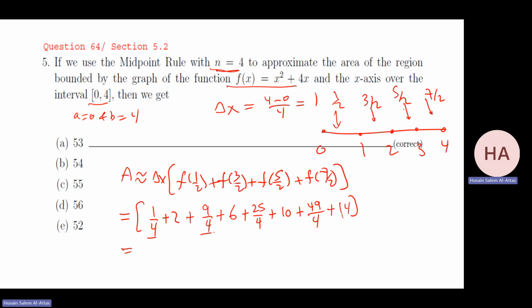Add these. 10 plus 25 will be 35, plus 49 gives me 84. So I need 84 over 4, which is 21. So that will be 21 plus 2 plus 6, 8, 10, 18, plus 32, which is 53. That will be the answer.